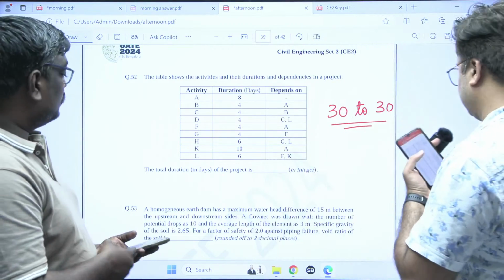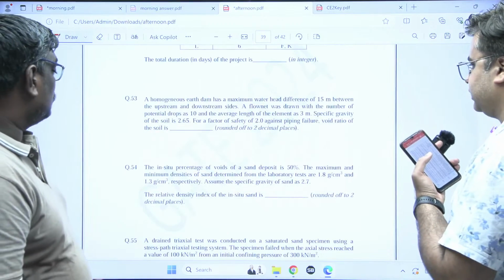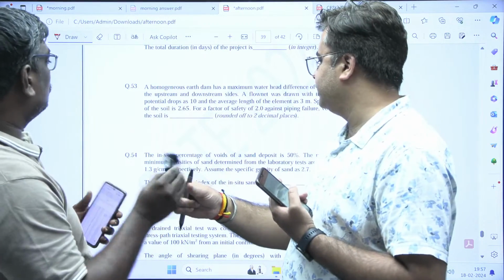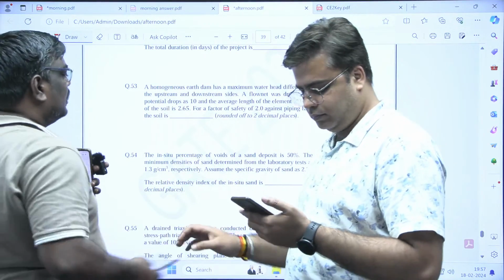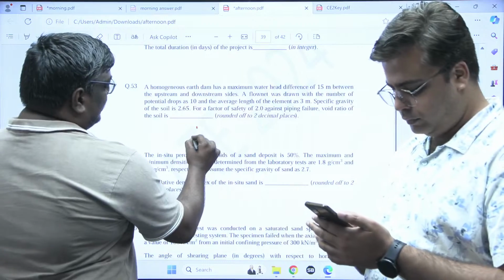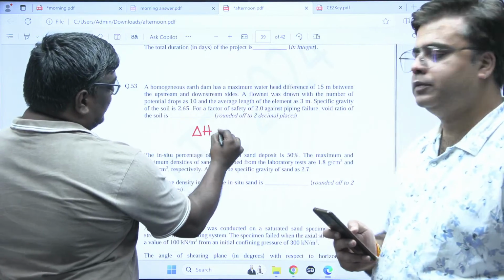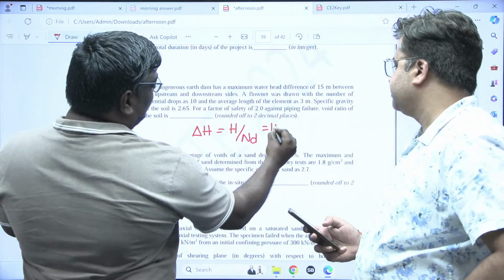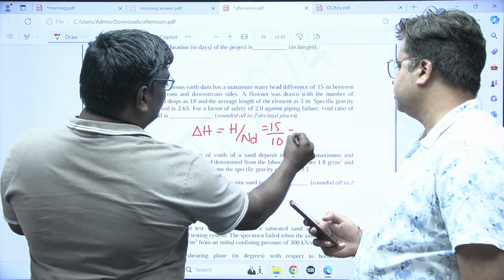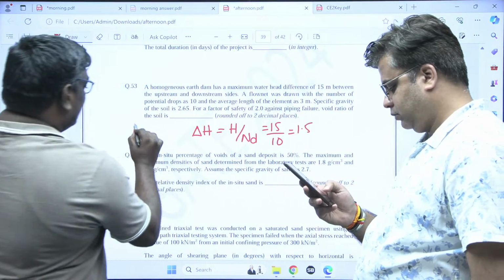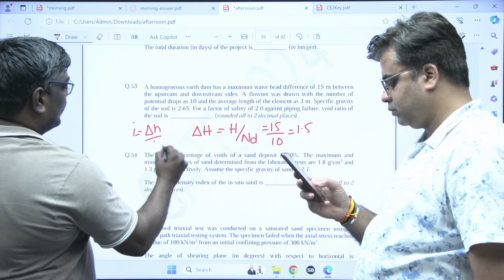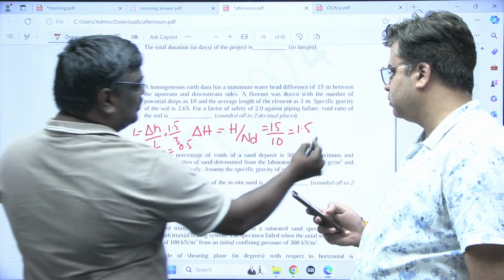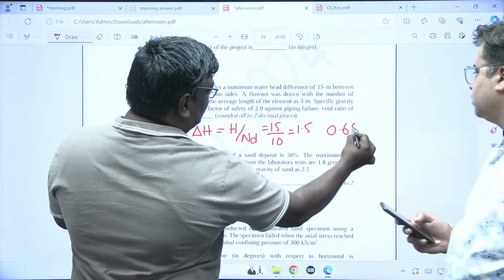Next, I think this is a geotech question. Piping failure, question 53. See students, actually here we know delta H by ND. Delta H is equal to H by ND. You will get values like 15 by 10. I think 15 is the difference in it, so you will get 1.5. And i is equal to delta H by L. You will get 1.5 by 3. It will be 0.5. And if you do this, I think you will get roughly around 0.65 void ratio.